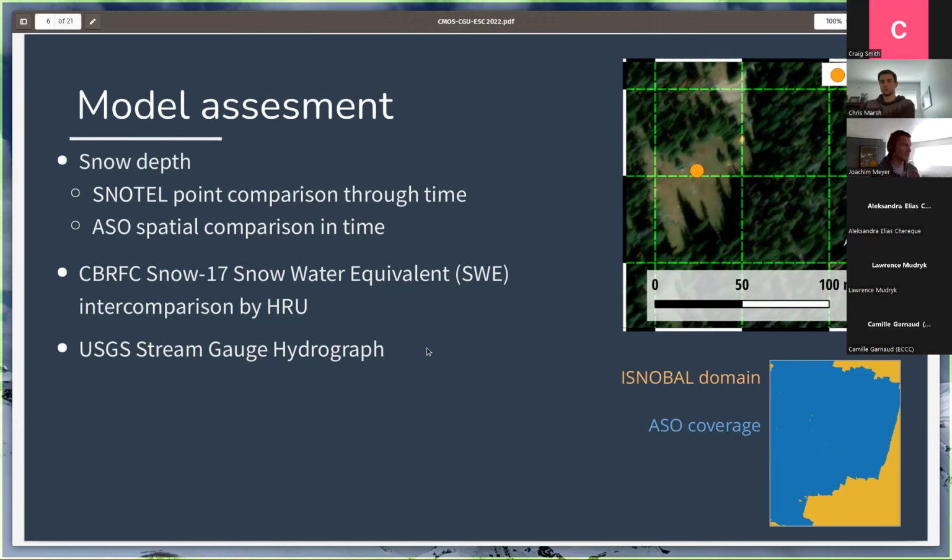And then last but not least, we also compared the Snow 17 SWE data. So this is basically a model to model comparison, how the SWE from the index model fared with the SWE from iSnobal.